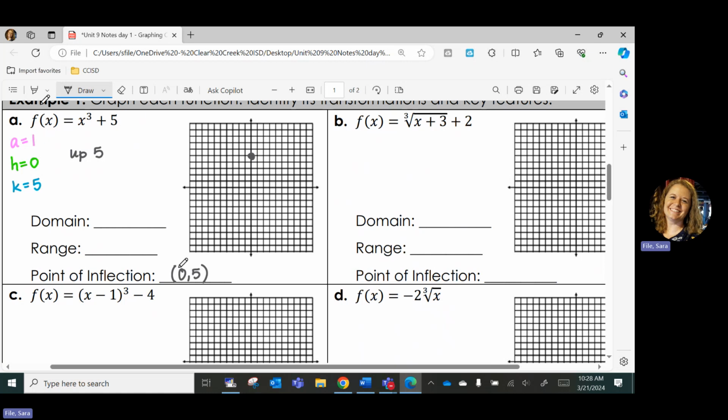Now, once you have your point of inflection, since there is no stretch or compression, once you plot your HK, if A is 1, you just do the same movements from your point of inflection that you did in your parent function, which was over 1, up 1, or left 1, down 1, or over 2, up 8. That's going to be off this graph, or left 2, down 8.